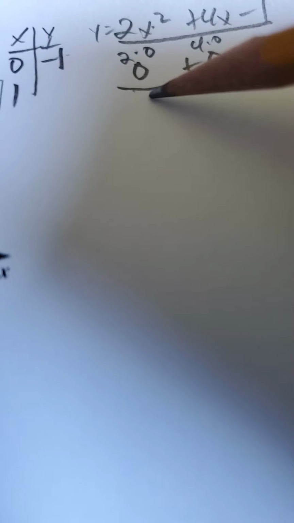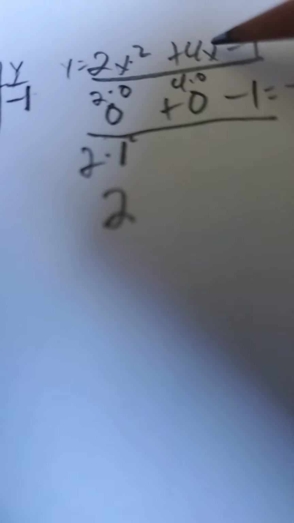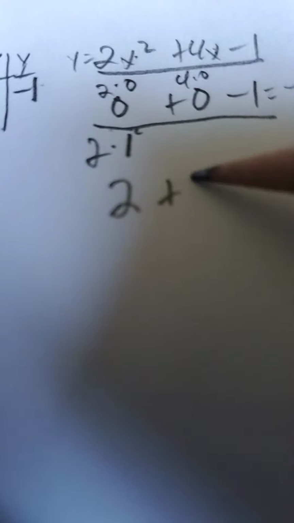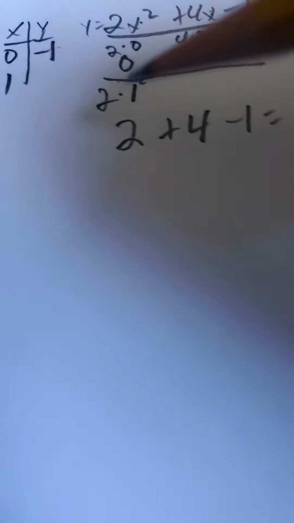Plug in a 1. If I put a 1 there, I square first, then I multiply. 1 squared is 1, times 2 is 2. Plug in a 1 for x, and I get positive 4. And then the constant is negative 1. When you add all that up, you should get 5.